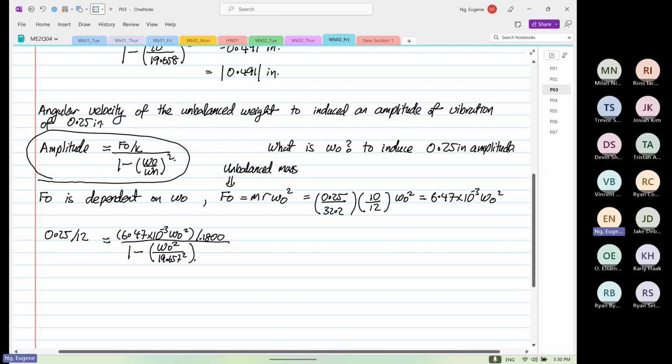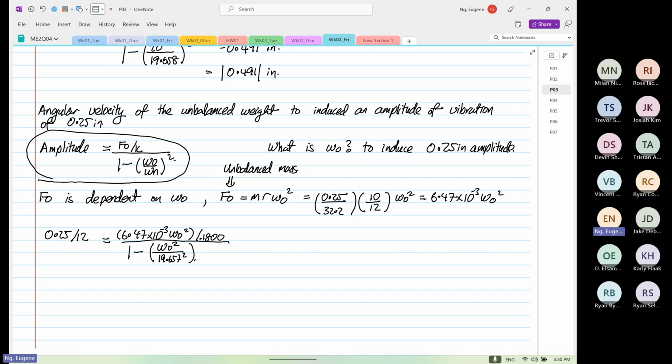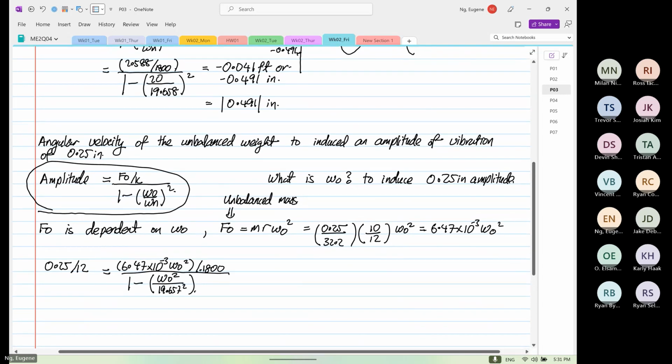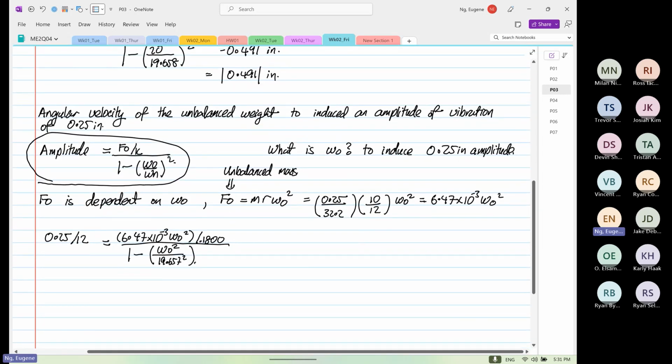When I saw the one term only, I started to panic a bit, because omega naught squared on the numerator and omega naught squared on the denominator would be equal to 0. No, it's not. So when we bring things over, 0.25 divided by 12 times 1800. I'll do this again. 0.25 divided by 12 times 1800 is 37.5.